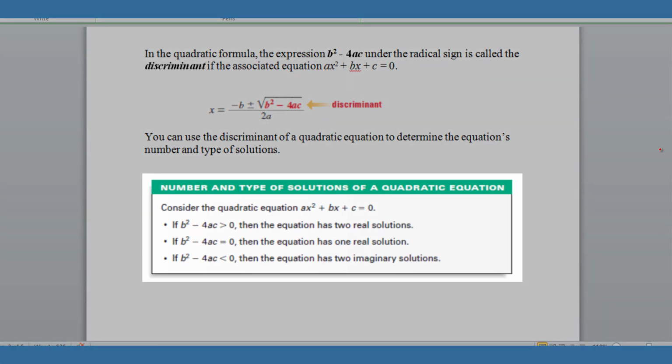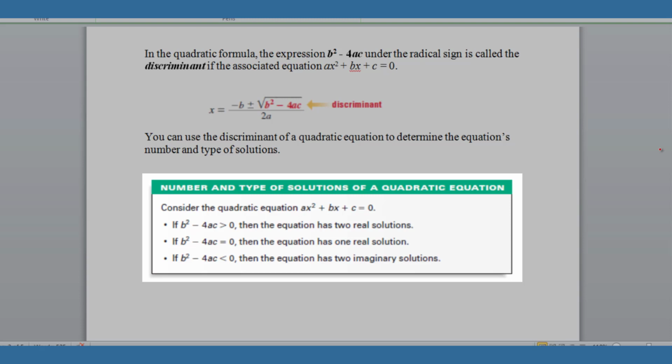And if you look at this little chart here, we can see that that value could be a positive number, bigger than 0. It could equal 0, or it could be less than 0. And that's going to tell us specifically what types of solutions we're going to be dealing with. If it's greater than 0, or a positive number, we're dealing with real solutions, and we have two of them.